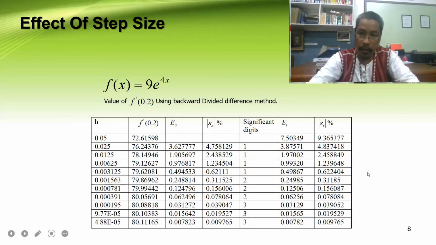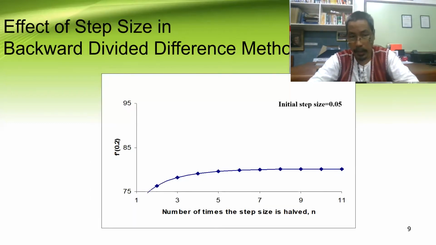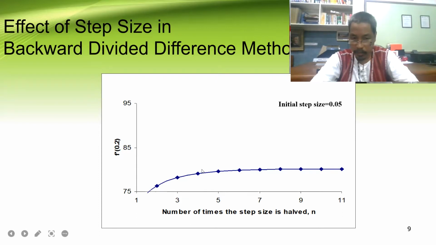So let us continue with our presentation of the example. From that computation, we can plot the result of the first derivative in terms of the number of times the step size is halved. How many times is the step size halved? Meaning the step size is divided by 2. How many times? This is given here. 2 times, 3 times, 4 times, 5 times, and so on. So we have this type of graph.